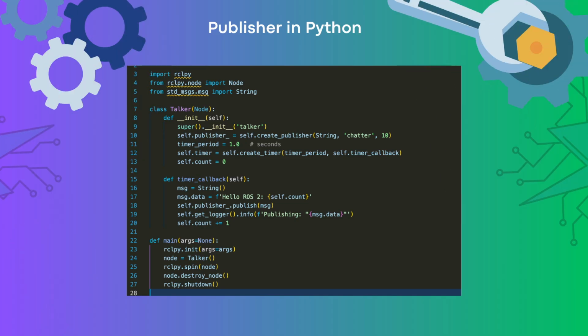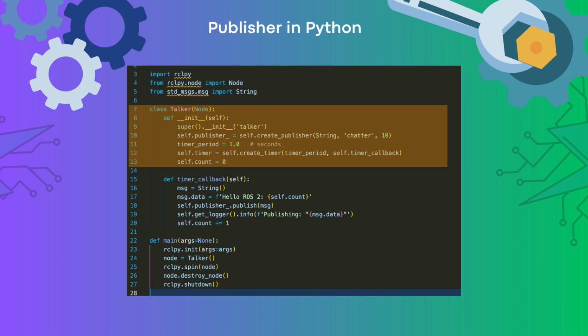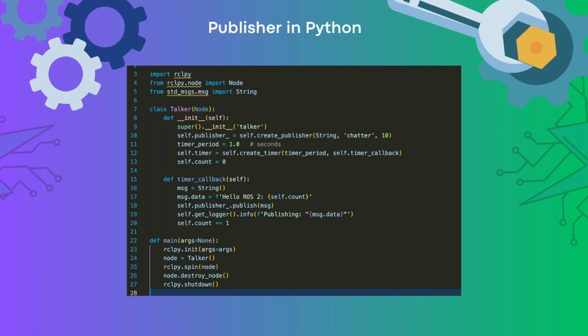Alright, let's look at a real example of a ROS2 publisher. This is our Talker node. In this script, we start by importing the base. Then we create a class called Talker, which inherits from the ROS2 Node class. Inside the constructor, a few important things happen. We give the node a name, in this case Talker. Next, we create a publisher. This publisher sends string messages on a topic called chatter with a queue size of 10.